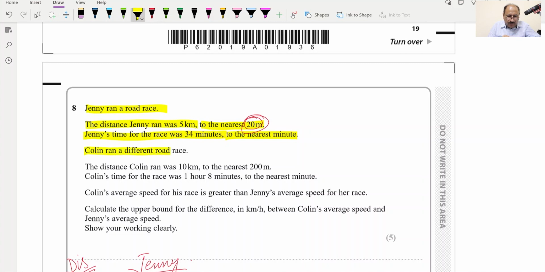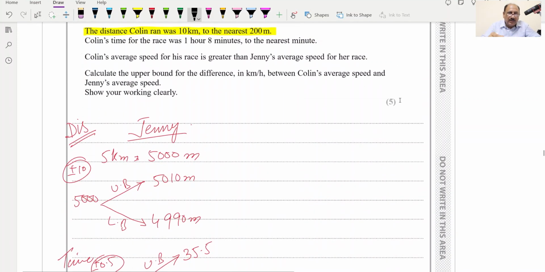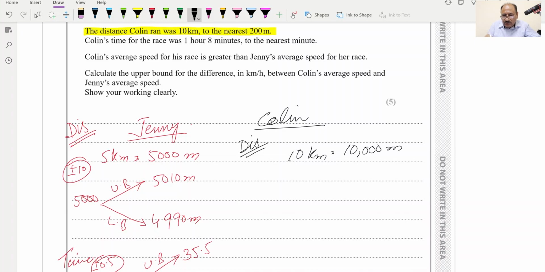Now next is what they are saying. Colon ran a different road race. The distance Colon ran was 10 kilometers to the nearest 200 meters. Now for Colon we can write the detail over here, and for Colon distance is what? Distance is 10 kilometers. 10 kilometers is equal to 10,000 meters, and this is to the nearest 200 meters.